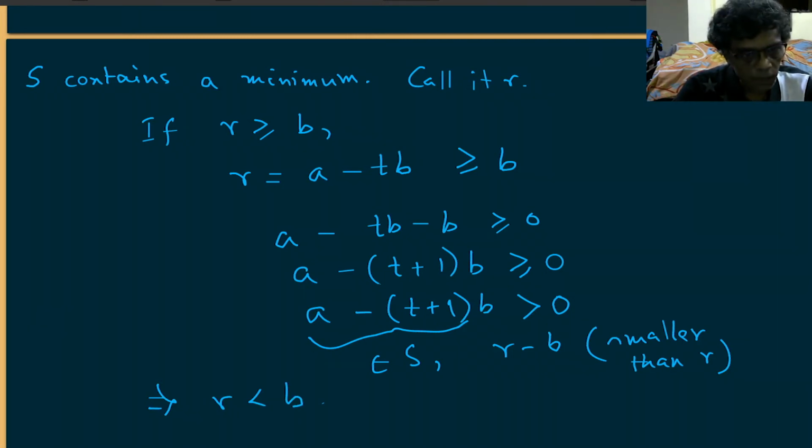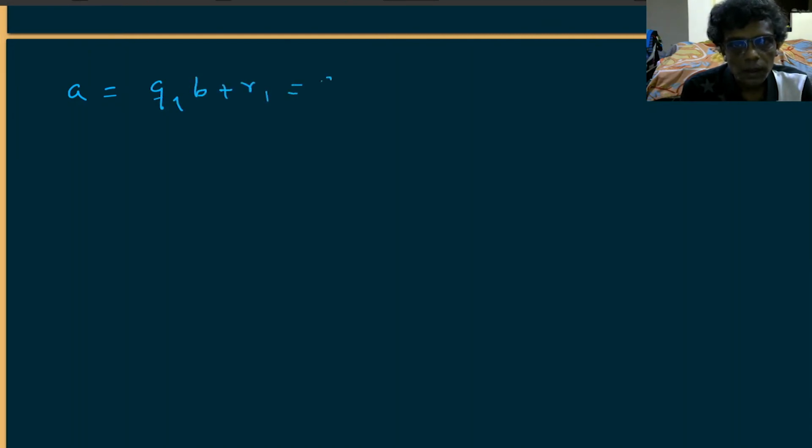Now I prove the uniqueness. Now suppose that A can be written in two different ways, let's say Q1 B plus R1 and Q2 B plus R2, where R1 and R2 are in this range.